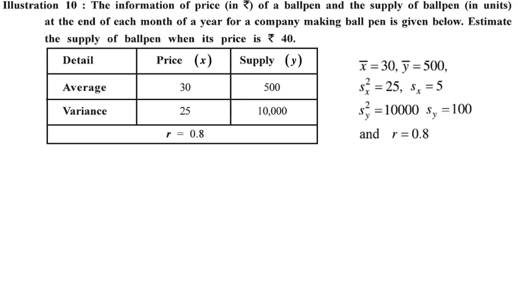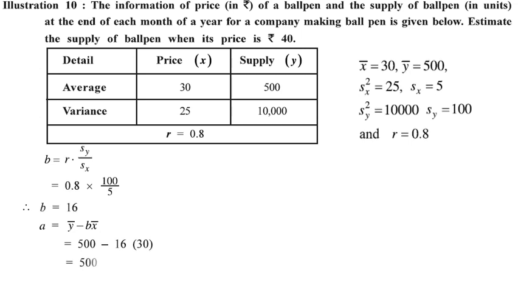Now X bar is 30, Y bar is 500, SX square is 25, so normal SX will be 5, SY square is 10,000, so normal SY will be 100, just a square root it is, and R is 0.8. We have been given R, so the formula for B will be R into SY upon SX, which would become 0.8 into 100 upon 5, which will get us B as 16. Now put this into the equation of A, where y bar is 500, x bar is 30, B is 16, and that way you will get the answer A as 20.